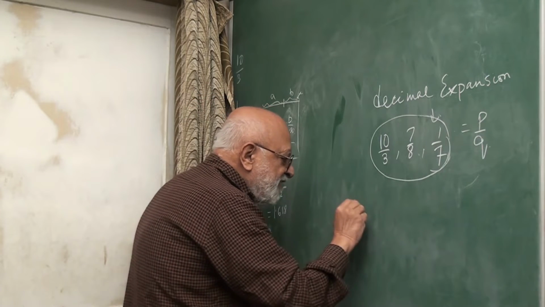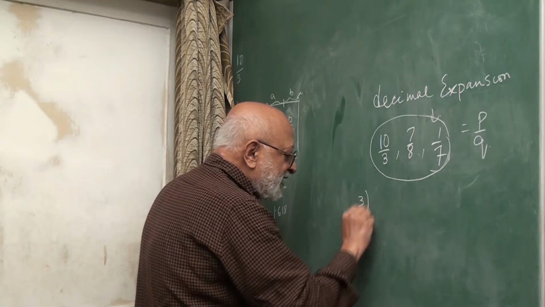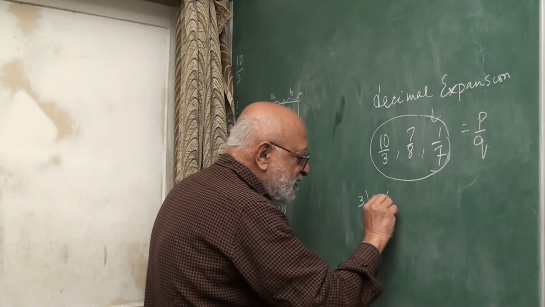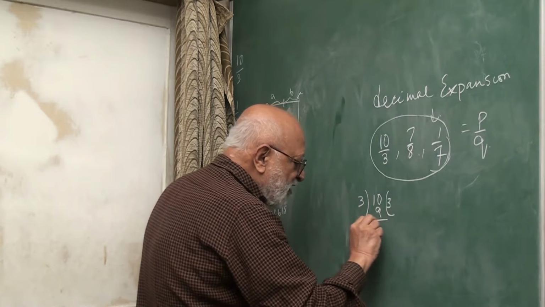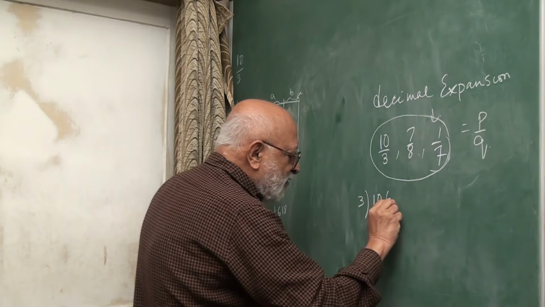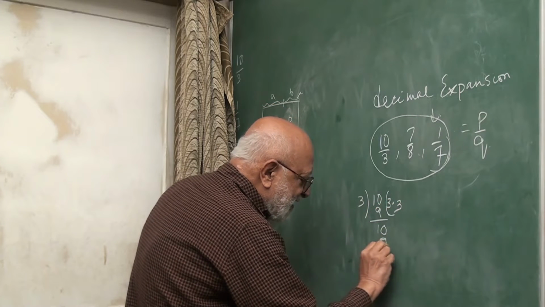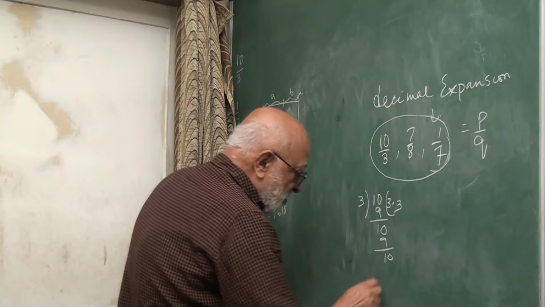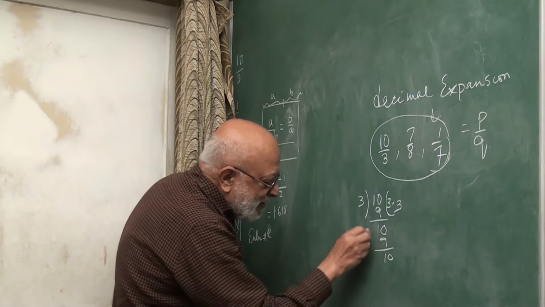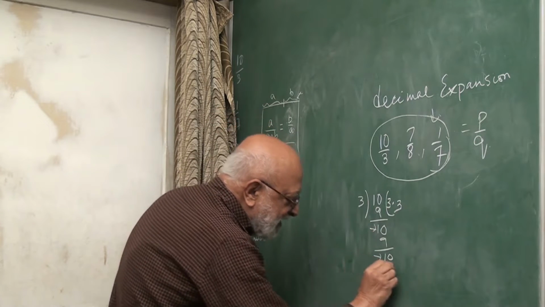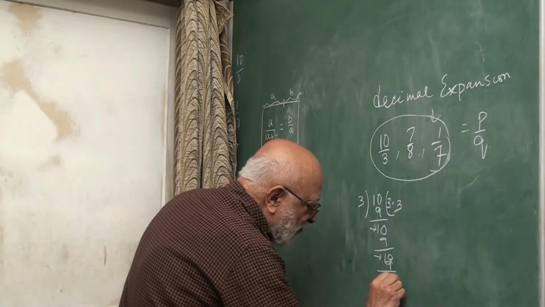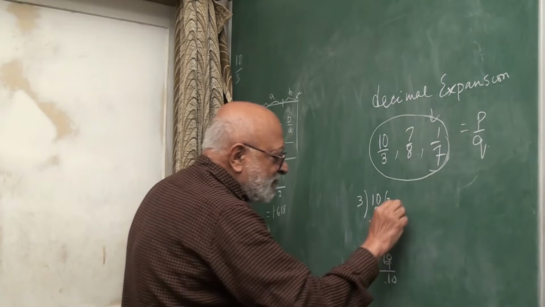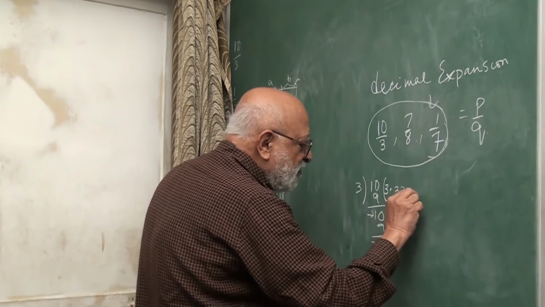If I divide 10 by 3, what do I get? This will be 9, 1, 0. So I will put 0.910. You will see this 1 is being repeated. Again 9, so again 1, 0. The same thing is coming, so these will continue repeating.